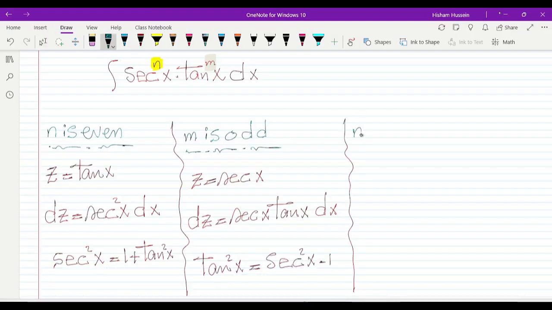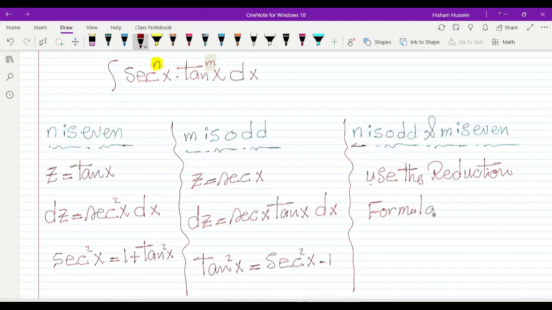If n is odd and m is even at the same time, in this case we use the reduction formula for I n equals the integration of sec to the power n x dx.